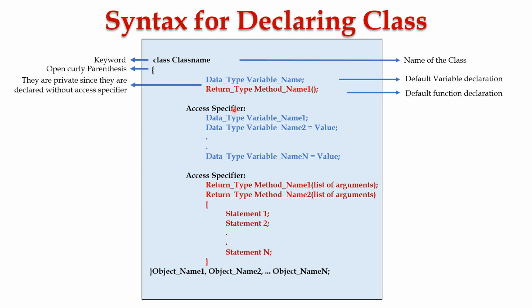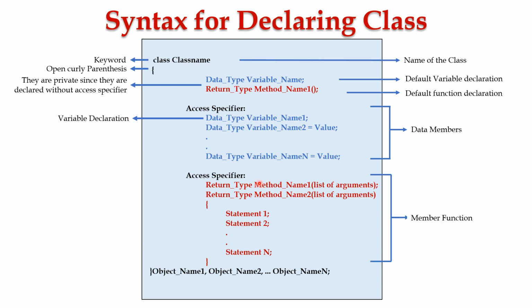Next, access specifier for variable declaration. So the variable can be declared by giving its data type, variable name, ended with semicolon. We can initialize the value for the variables also. The syntax is data type, variable name 2, equal to value, then ended with semicolon. So similarly, we can have n number of variables inside a class. So the variables are called as data members.